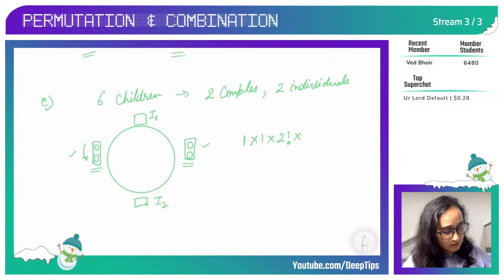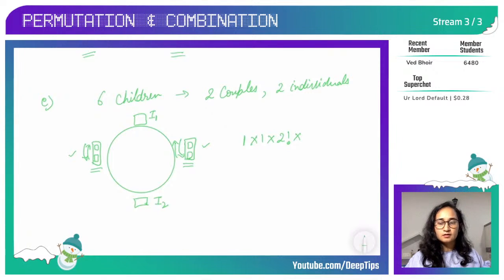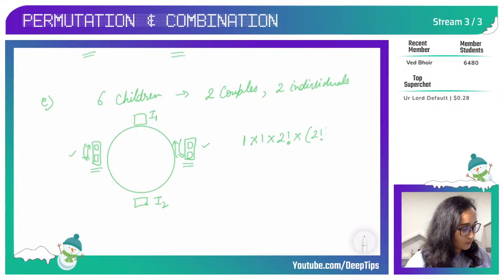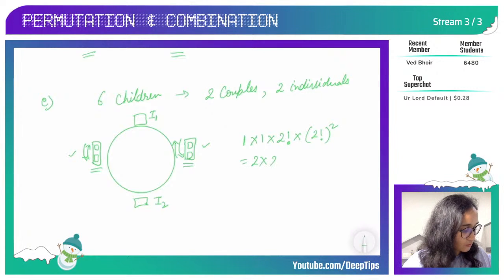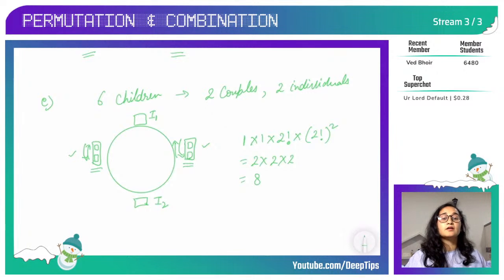Also they can switch the chairs in both the cases, correct? So I can write here 2 factorial whole square. So if you solve this further, you get 2 into 2 into 2, that is equals to 8. So there are very limited ways to seat 2 couples and 2 individuals who don't want to sit adjacent to each other. Okay, so this is how we do circular arrangements, where I have taken 5 different cases.